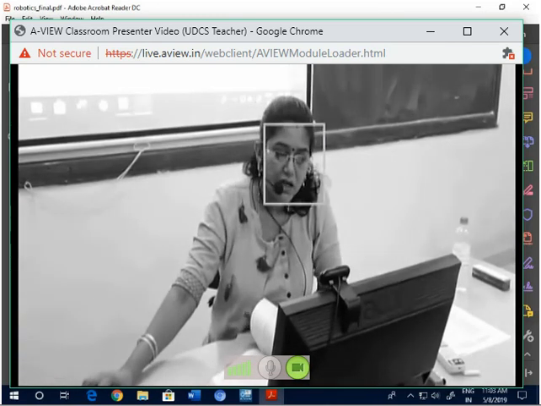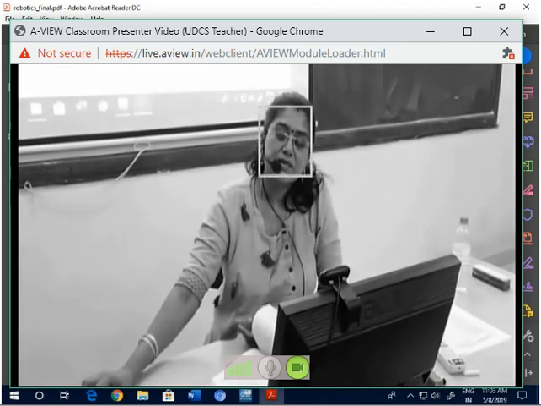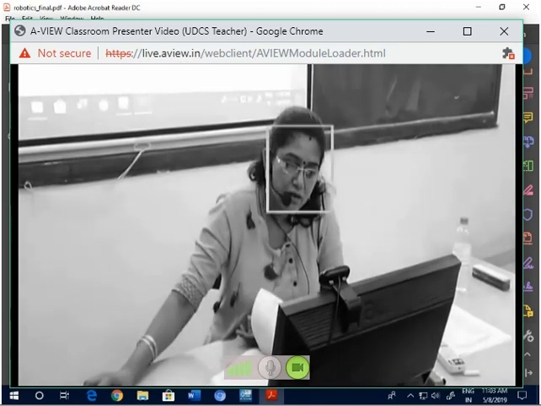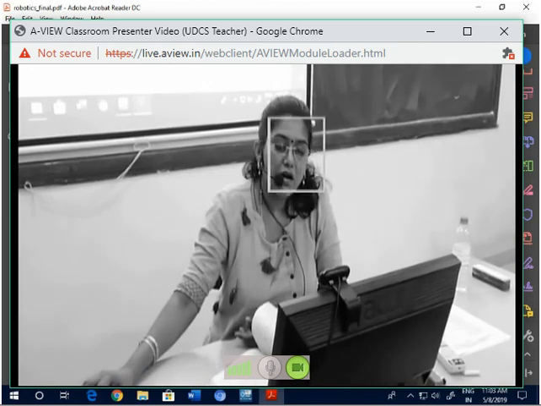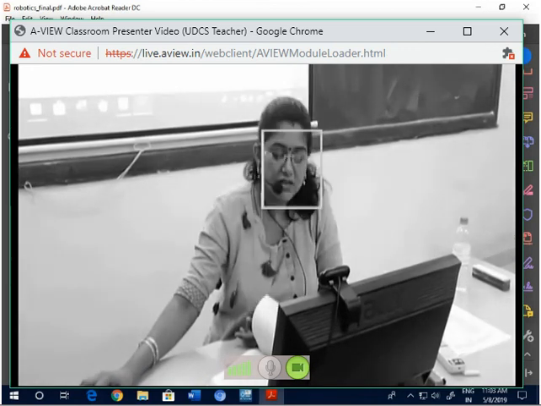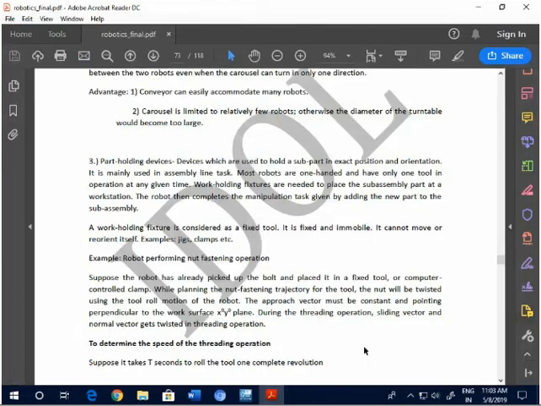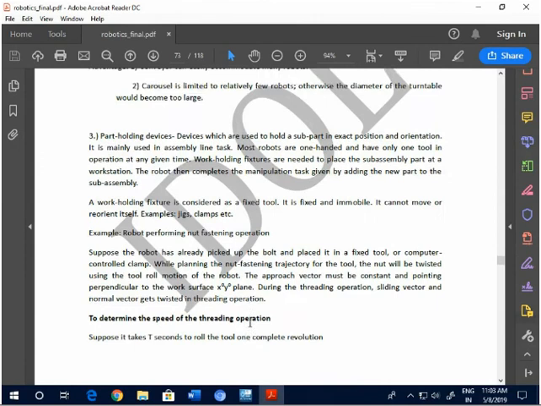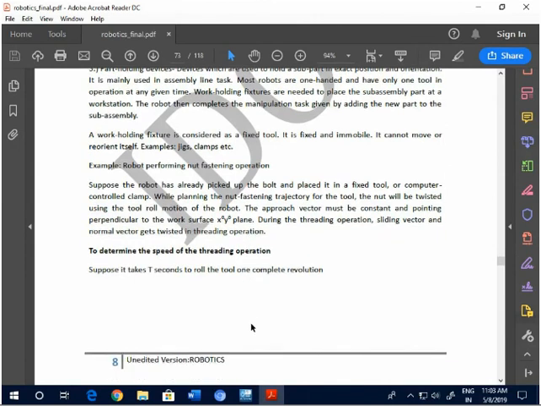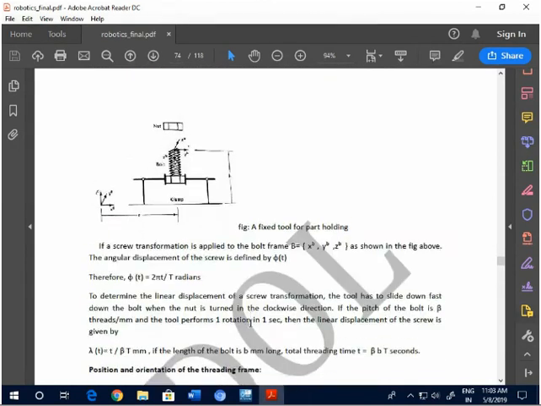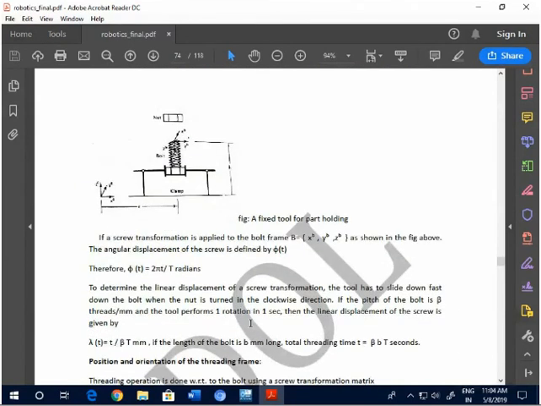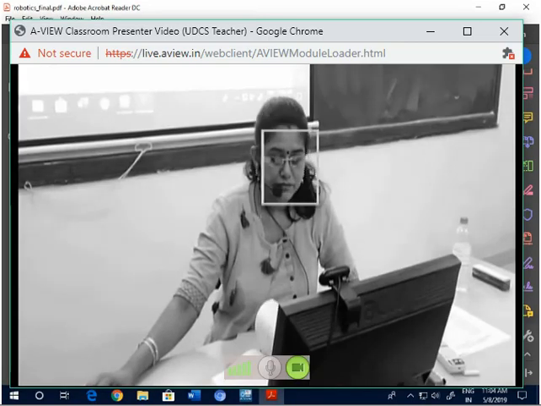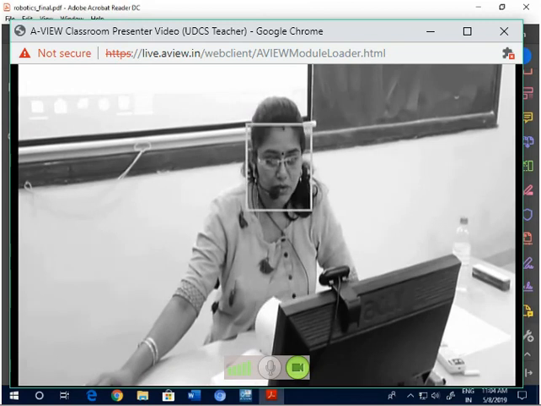The approach vector must point perpendicular to the work surface, the x0, y0 plane. During the threading operation, the sliding vector and normal vector get twisted. To determine the threading operation, it takes 3 seconds to roll one complete revolution. So this is what I was talking about. This is the nut, this is the bolt. It has to be clamped inside.